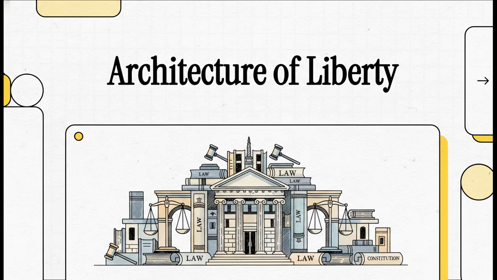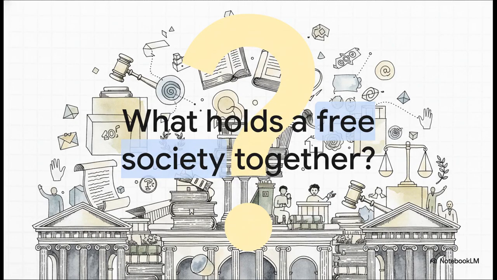Welcome. In this explainer, we're going to peel back the layers of legal jargon to look at something, well, fundamental. We're talking about how certain landmark court cases are actually the building blocks for a free society. When you think about what holds a free society together, you might picture big, grand things like constitutions or philosophical ideas. But the truth is, the structure of our freedom is really built piece by piece, decision by decision, in courtrooms all over the world.